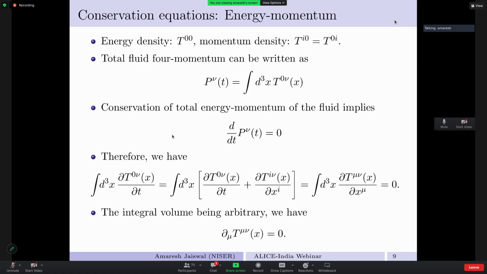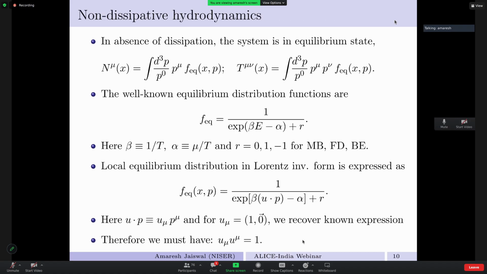This is what the hydrodynamic equation tells you: the conservation of total particle number and total energy and momentum. These are the conserved quantities, and therefore we get the tensor-like equations that we saw. So moving ahead, what we will do next is construct these tensors in terms of fluid variables.